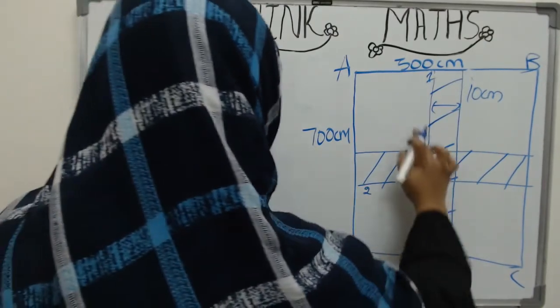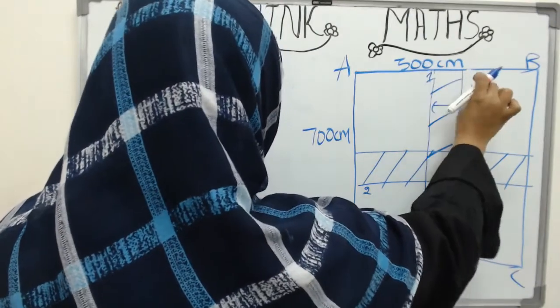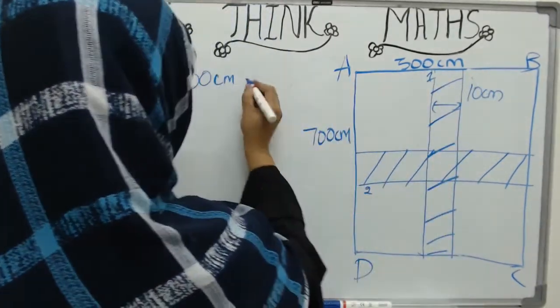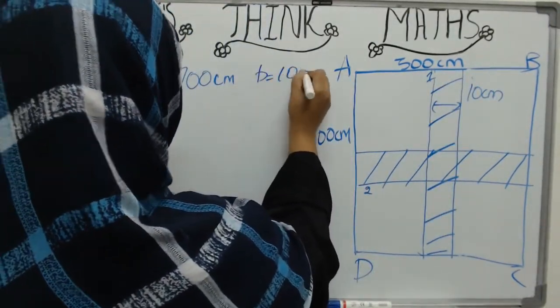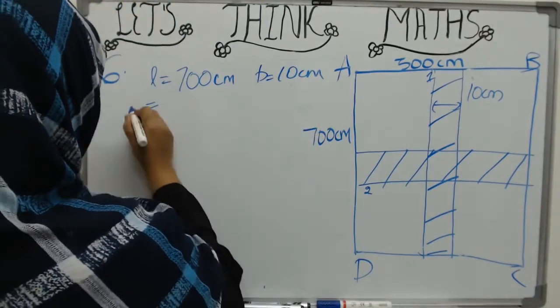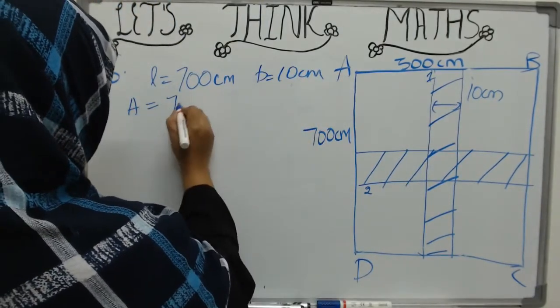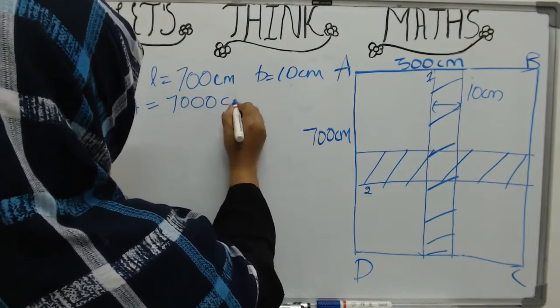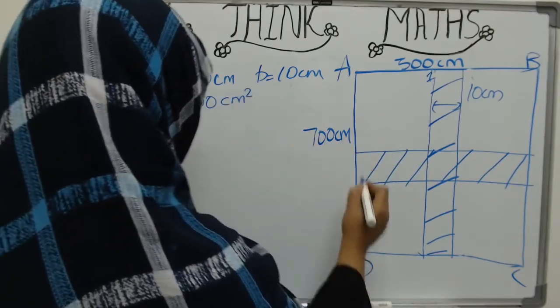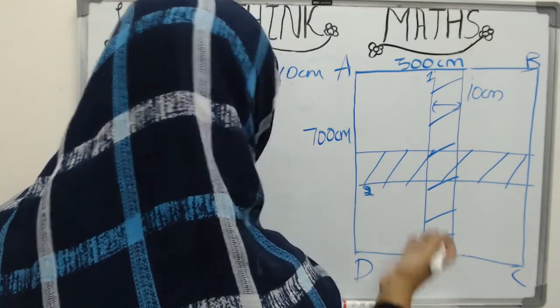And then what about the width? The breadth. What about the breadth? That is given as 10 centimeter. So what will be the area? Area will be length into breadth, which is 7000 centimeter square. Now look at the second road. Again it is a rectangle.